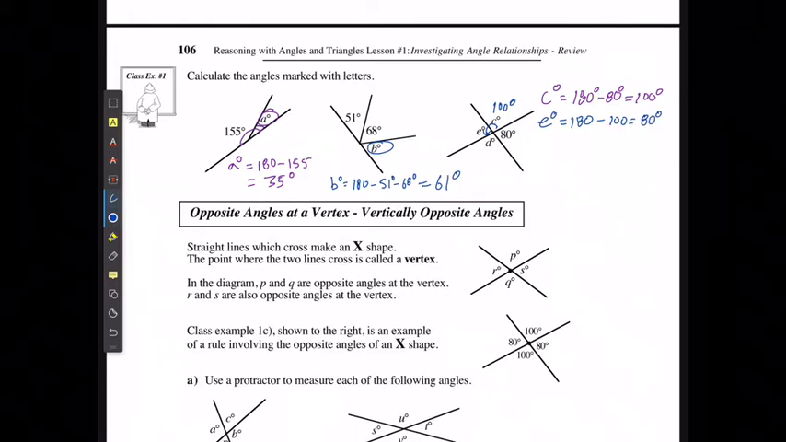And I can see that on the bottom side here, the 80 and the D degrees make up a straight line, so D degrees has to equal 180 minus 80 degrees, or 100 degrees.